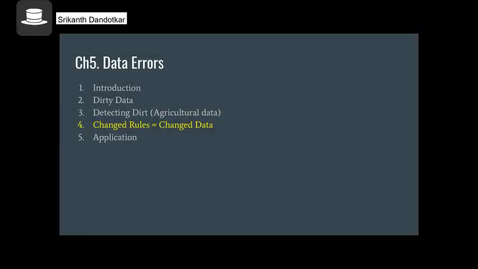Okay, in the next slide, we'll talk about how changing rules means changing data, which is equivalent to data errors, which is nothing but data dirt. So that's what we'll talk about in the next slide.